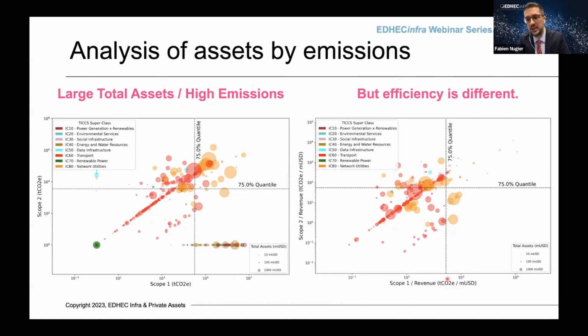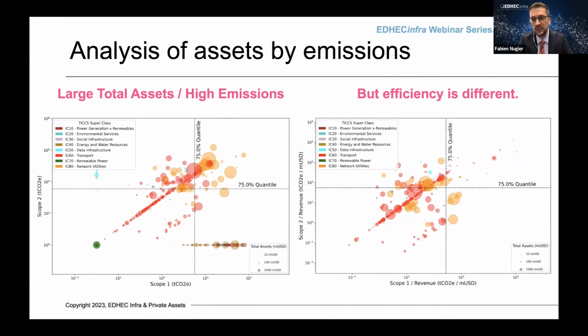Now, if you look on the right side, what you have in the X and Y axis is the carbon intensity by revenue for scope 1 and scope 2. And so what you see is the efficiency of those assets. And roughly speaking, you can see that several of those large assets moved from the top right box to the kind of the middle of the plot. And this seems to show that those large assets are actually quite efficient, or at least they are on average when it comes to being efficient, even though they emit a lot of emissions directly.